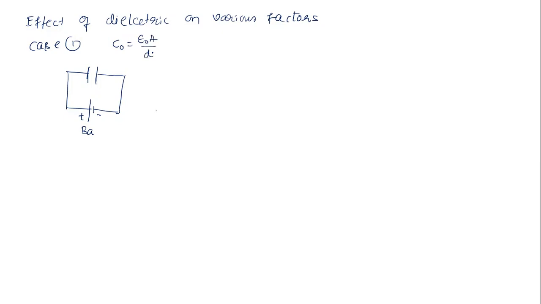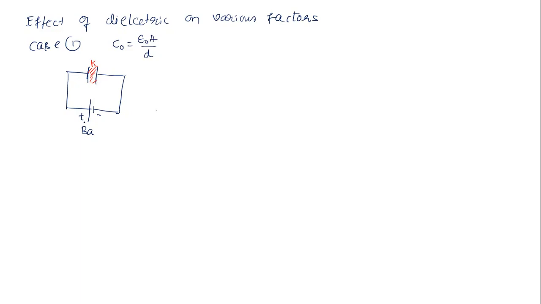Okay, now what do I do? I will introduce a dielectric now. I'll introduce a dielectric between the plates of the capacitor of dielectric constant K. So now see what will happen. What will happen to capacitance? Look at it now. As you introduce a dielectric between the plates of the capacitor, what will happen to the potential? Potential will always decrease.